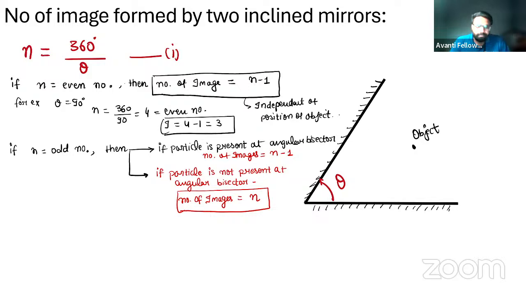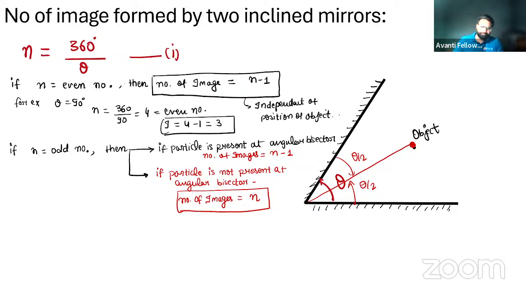Okay? But if n is coming out to be an odd number, then if the particle is present at the angular bisector, and what does it mean? The particle is present at this line, which is a line of theta by 2. This angle is also theta by 2. This angle is also theta by 2. Okay? So this kind of position is the angular bisector position. Then the number of images will be n minus 1. Or if the particle is present not on the angular bisector and the number n is coming out as odd, the number of images will be equal to that odd number only.